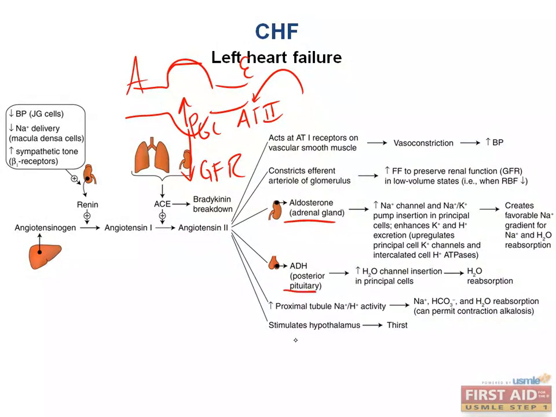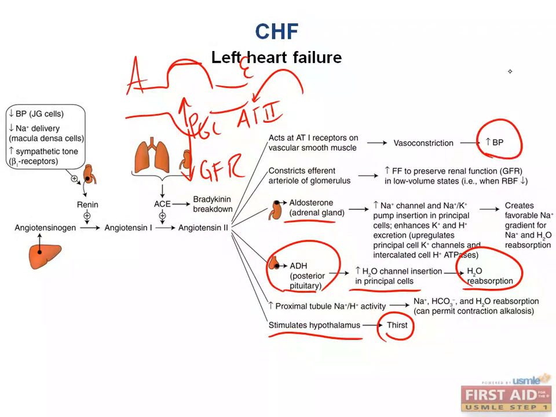It tells the posterior pituitary to release antidiuretic hormone because we want to save fluid to increase our intravascular volume. So we get more aquaporin channels inserted in the distal convoluted tubule and the medullary segment to increase free water reabsorption. And again, it tells the hypothalamus that we are thirsty because when we drink, we get fluid and we increase our intravascular volume. So it's important to understand that it does a lot of things with the net effect to increase our blood pressure. We increase our blood pressure by retaining sodium, by telling us to drink water, and we increase our filtration fraction by the constriction of the efferent arteriole of the glomerulus.